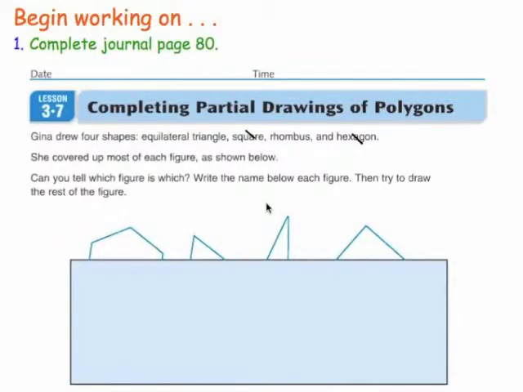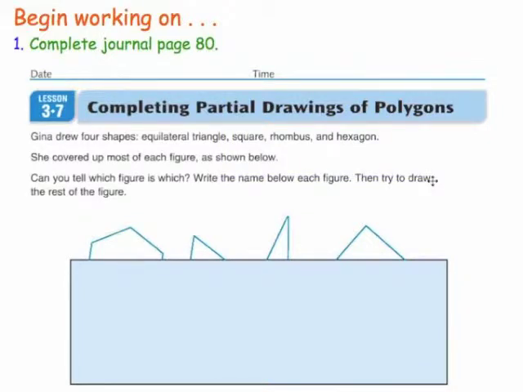All right, enjoy. All right, 5M, here we are back for lesson number 2 of our flipped classroom. So today we're working on lesson 3.7. To get us started, I want you to start thinking about polygons. So to do that, what I'd like you to do is go ahead and look at page 80 in your journal.